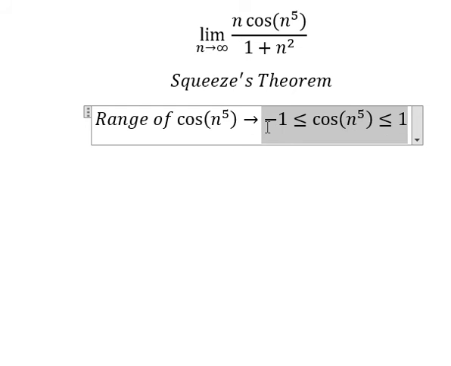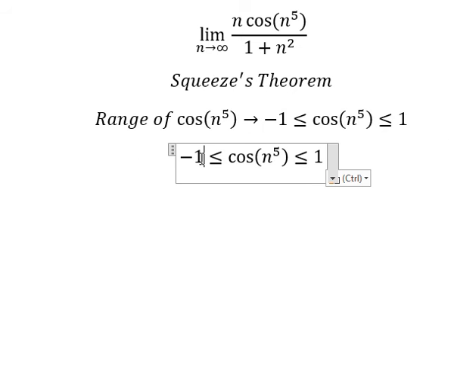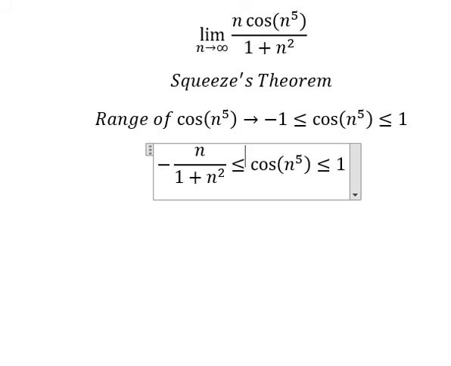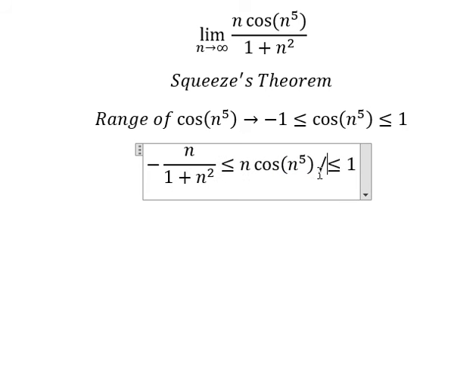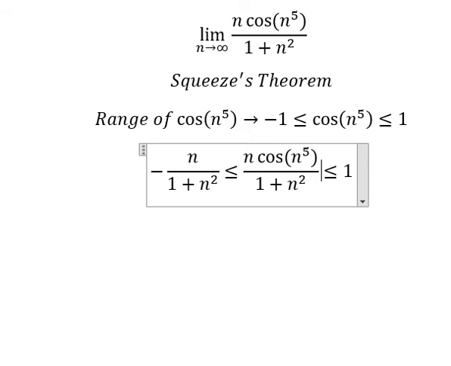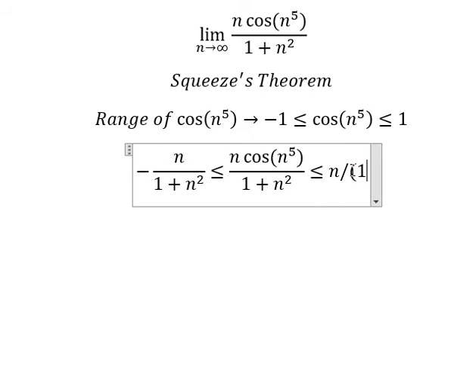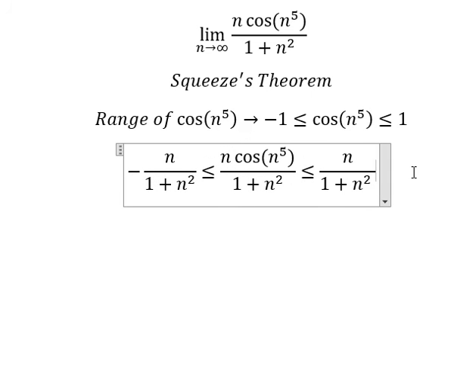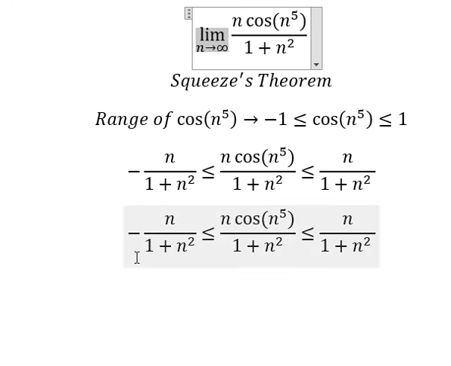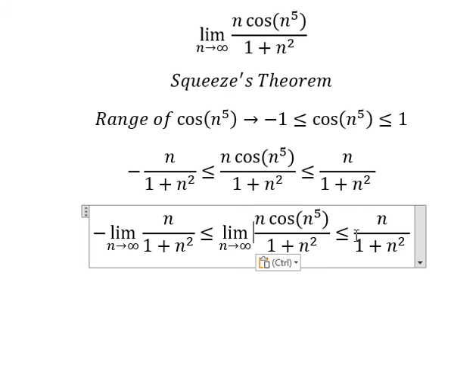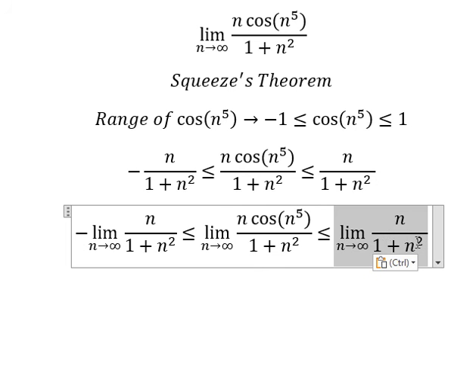Next, I will put n over 1 plus n squared for both sides. Next, we can put the limit for both sides. Now, we consider this one and this one.